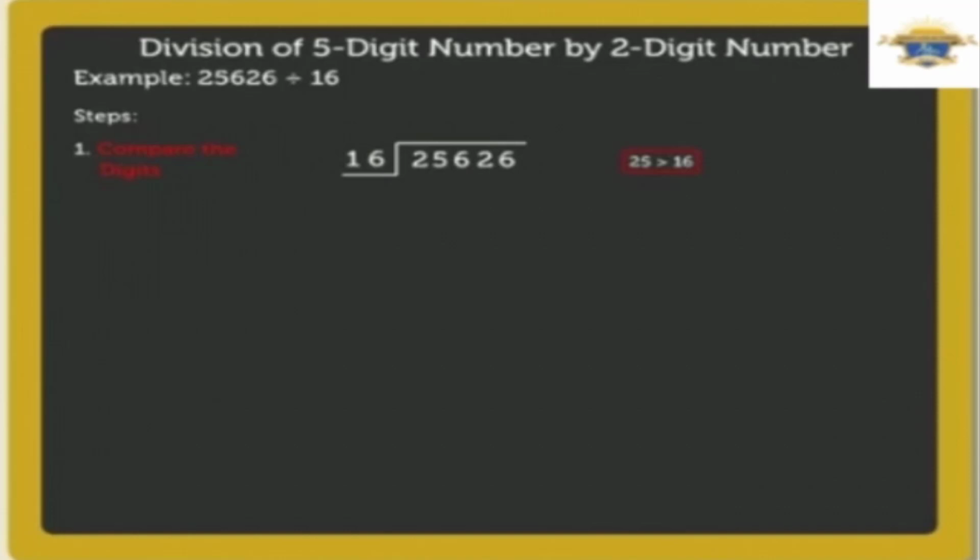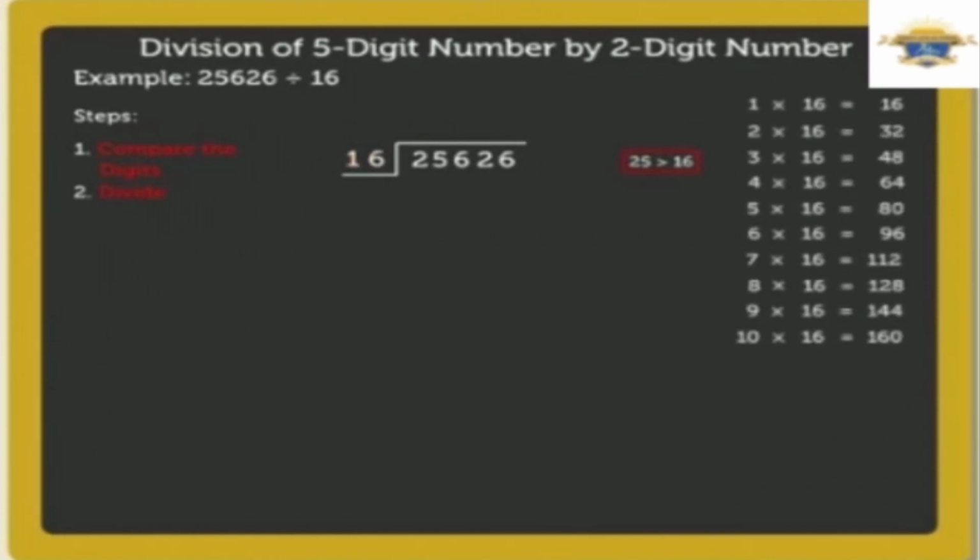We can proceed to the second step here. As the divisor is 16, we use the table of 16 such that the product is equal to or less than and nearest to 25. So the nearest product is 16. Hence, we write 1 in the quotient up and 16 below 25. Now, subtract 16 from 25, which equals 9.